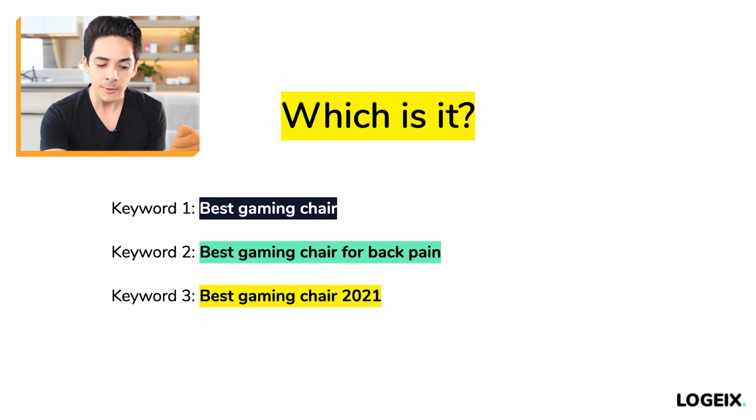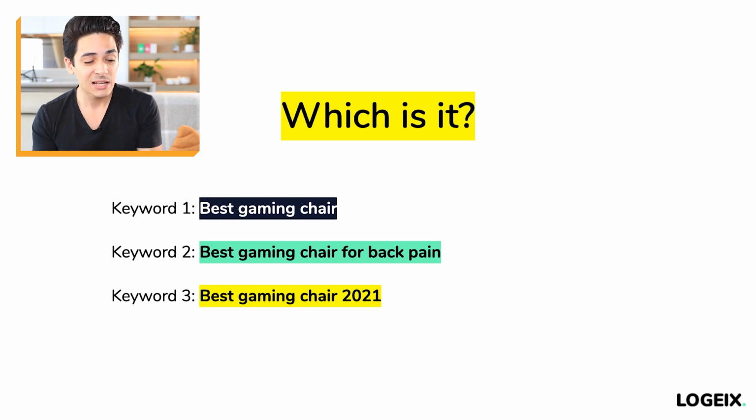Meaning, do you have one page for all 3 of those pages? Or do you have 2 pages? Or is it 3 different pages? How do you determine that? That is what we call keyword mapping.